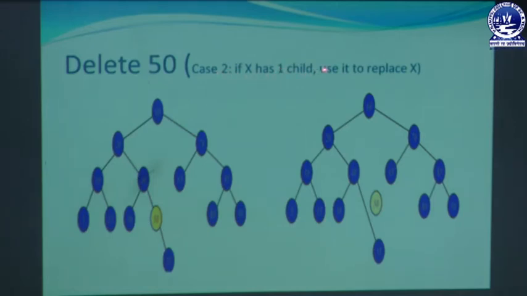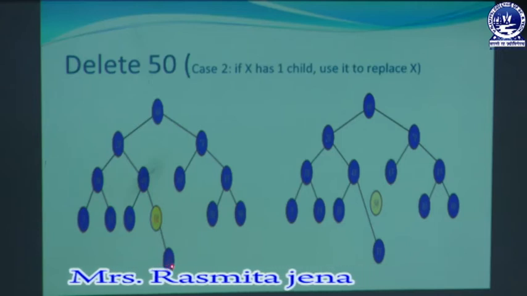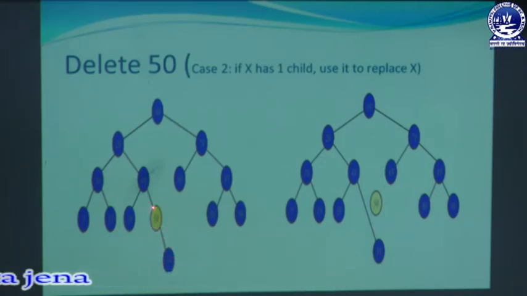That is our case 2. If x has one child, use it to replace x. Let us consider this is our AVL tree, and suppose I want to delete the node 50. Okay. And you can see 50 has one child, that is 55, which is present in the right subtree of the node 50, and I want to delete the node 50. In this case, simply place the child node in place of the node which I want to delete. Okay. So, you can see after deletion the tree becomes like this. Simply 55 is placed in place of the node 50 and 50 is removed from the AVL tree.